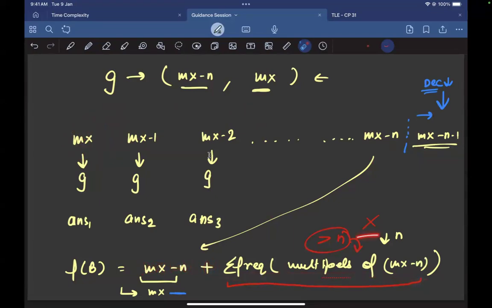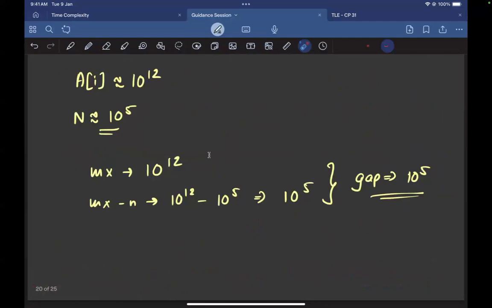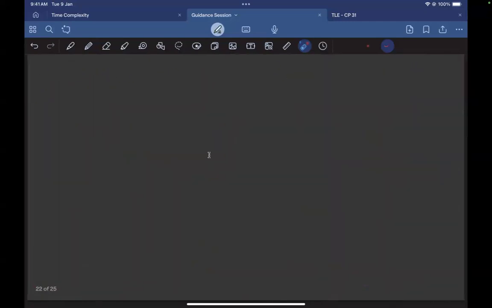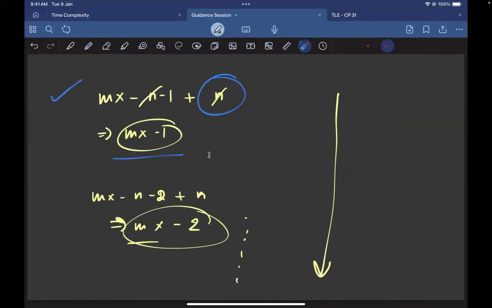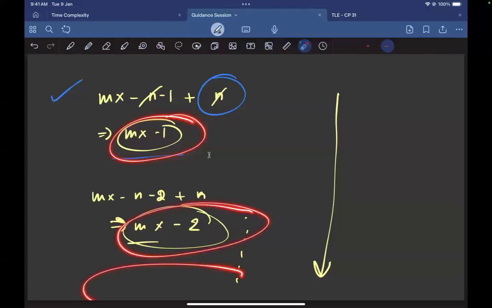So mx minus n plus n turns out to be the answer, which is mx only. And after this, my answer only decreases. My answer is bound to decrease. It goes from mx to mx minus 1, then mx minus 2, then mx minus 3, then mx minus 4.